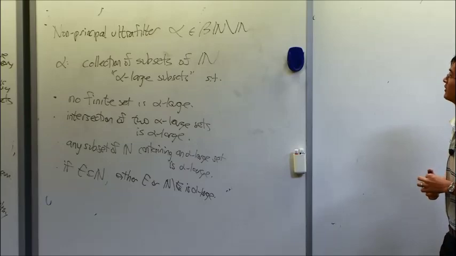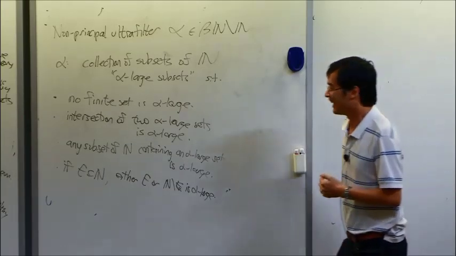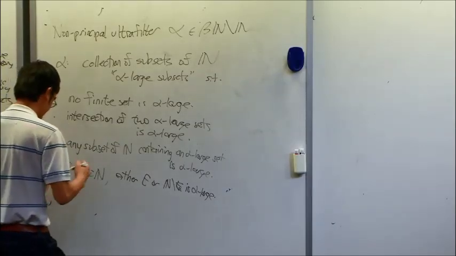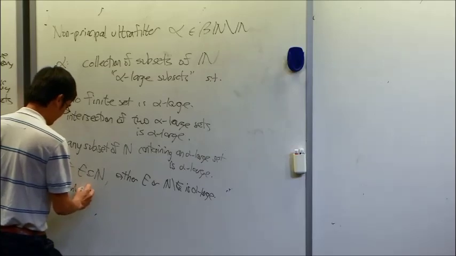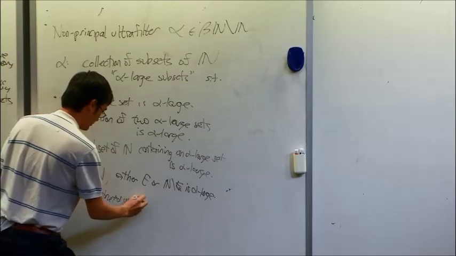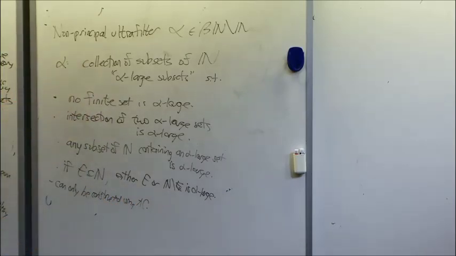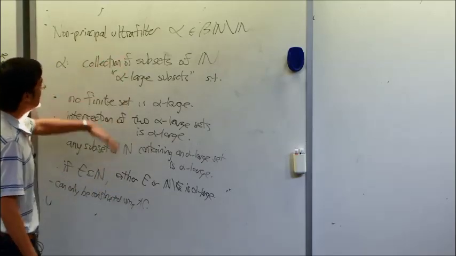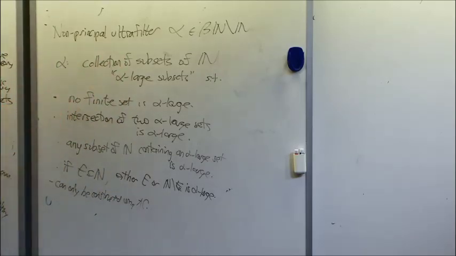Now, at this point, you're supposed to give an example of a non-principal ultrafilter. But there's a slight problem: these things can only be constructed using the axiom of choice. If you drop this no finite set condition, then you can make a dictator. If all the sets that contain 17 are alpha large, that's an ultrafilter, but it's a principal ultrafilter, and those we don't use. If you have the axiom of choice, these are very easy to construct. It's just an easy Zorn's lemma argument. Basically, it's a greedy algorithm, but you have to run it for an uncountable length of time.